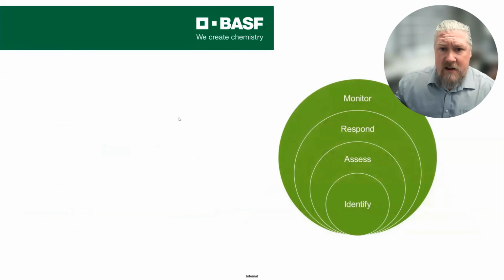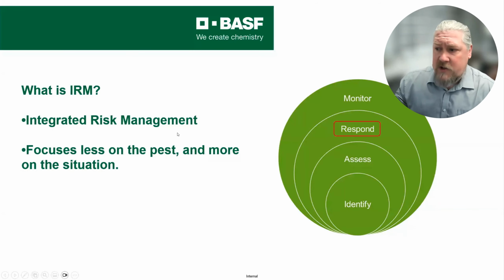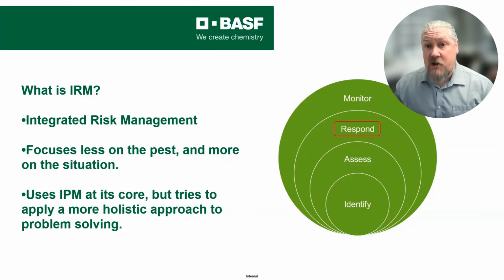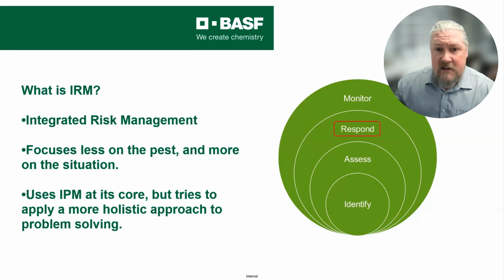What I want to talk a little bit about is integrated risk management. What's this? Basically, I think we should focus a little less on the pest and more on the situation. IPM is still at its core. We still apply our IPM. We still apply our escalation approaches. But we need to focus on the bits before and after that as well. The identifying what is not just the pest, but what is the issue? What's the situation? What's the environment that is leading to this problem? Assess that with the tools that we have to hand, respond to it using our IPM structure, and then monitor, record, repeat, generate that information.